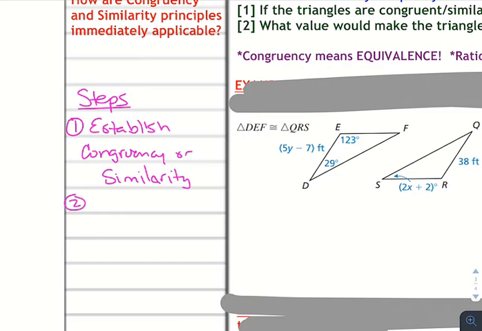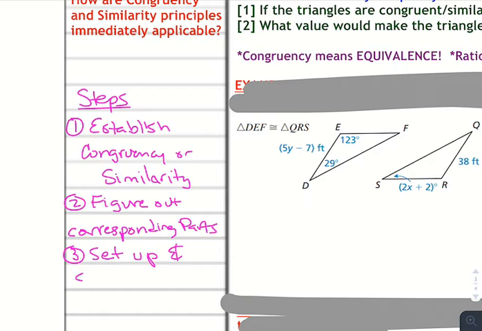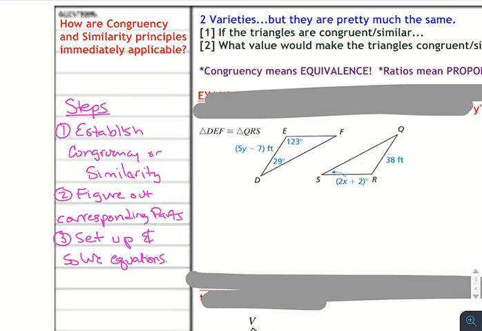Okay. 2, I would figure out the corresponding parts. Now you'd be making a corresponding parts list or just doing some careful marking on your diagram. And 3, then I would set up and solve equations. In setting up and solving the equations, that's going to tap into your algebra skill set, and so hopefully this is going to land in a very comfortable place for everybody.